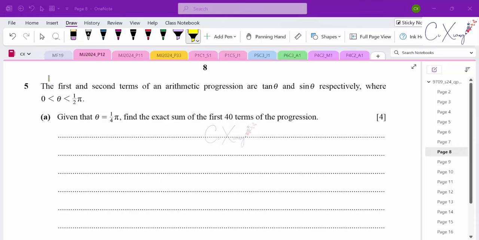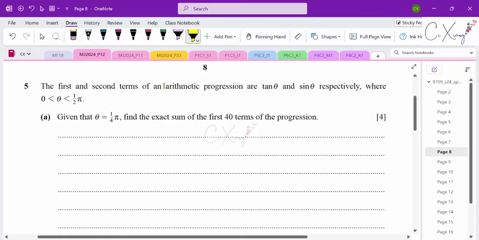We have the first and second terms of an arithmetic progression. It is given by tangent theta as the first term and sine theta as the second term, and theta is defined from 0 until pi over 2 only. So given that theta is pi over 4, find the exact sum. Highlight the keyword exact. They want the sum of the first 40 terms in the progression.